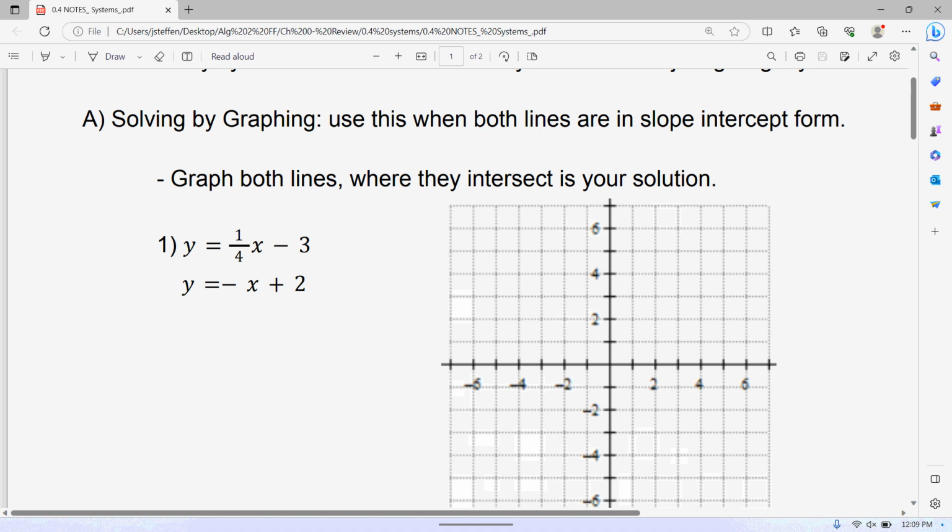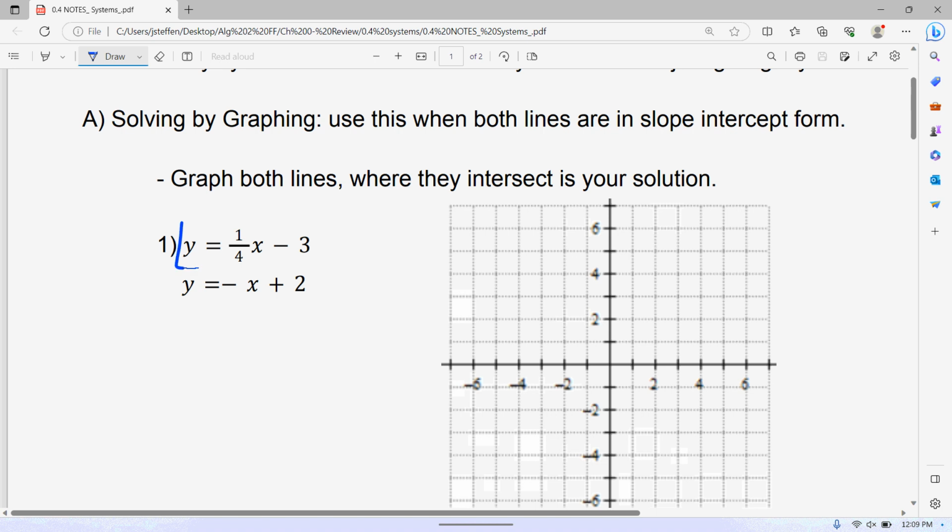So for graphing, we're not really going to get into this too much. I'm not going to do a lot of these. We're just going to do this one example and move on, because it's really not any different than the graphing problems we did before. The only difference is now we're going to do 2 of them on one graph, and we're going to see where they intersect.